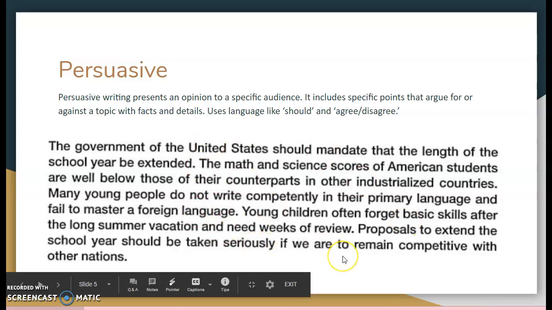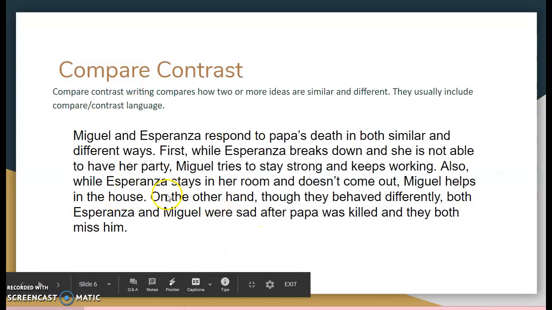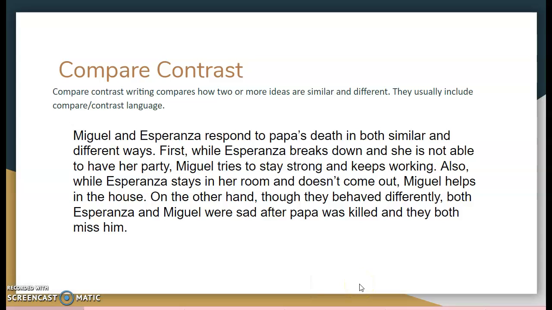Clearly very different from the narrative and the descriptive, where in both of those cases, they're kind of like telling a story instead of pulling in those facts. And finally, guys, the last one we're going to look at is compare and contrast writing. And this is important because you're going to be writing a compare contrast by the end of this week. And it's also important because this is one of the most challenging paragraphs that students deal with.